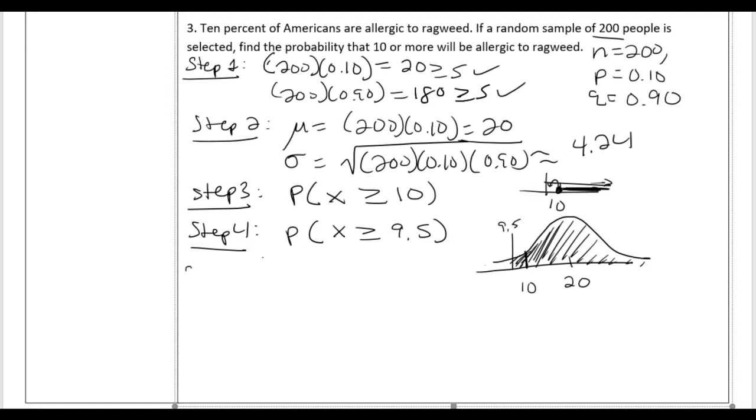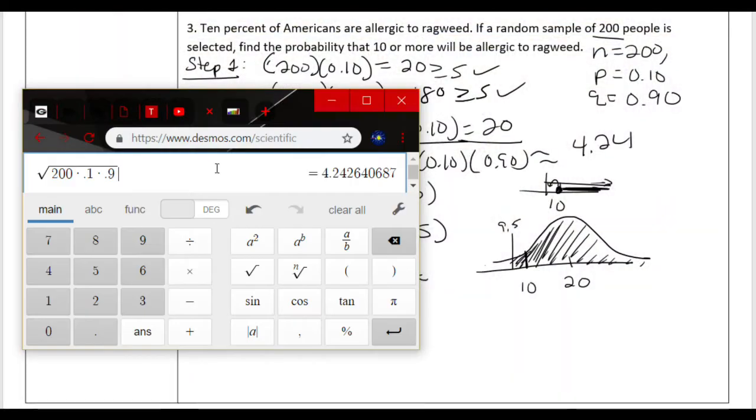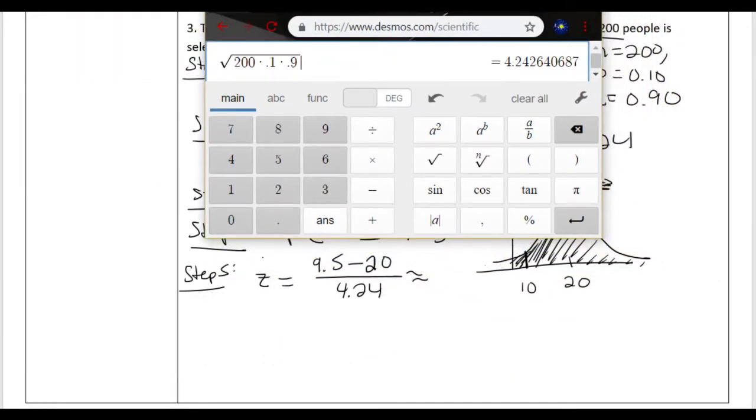All right, so now step 5, we're going to calculate the z's. Here we only have one z value since there's only the 9.5. So we got x minus mu, 9.5 minus 20, that's our mean, divided by the 4.24 that we got. And that'll give us our z-score. We want to round it to 2 decimal places. All right, 9.5 minus 20.